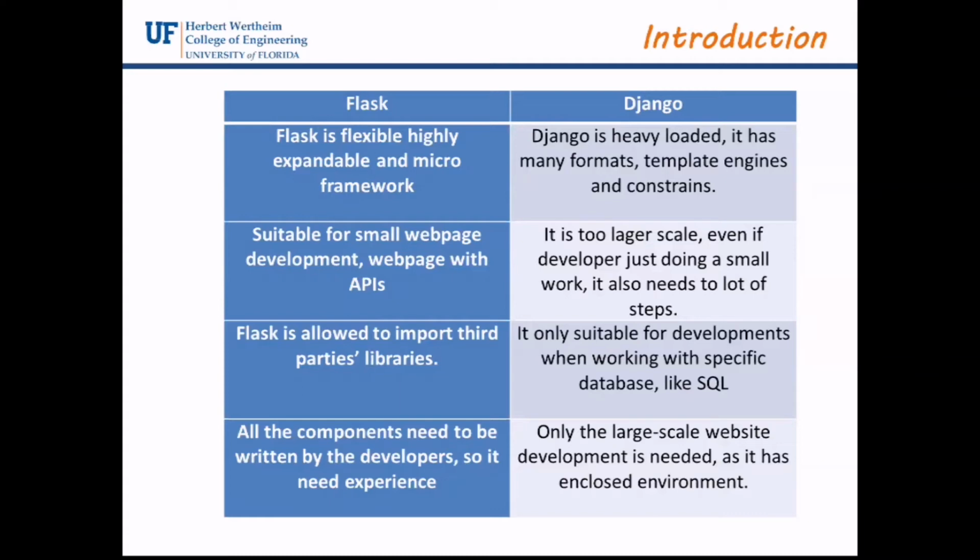Flask also allows you to write different code to realize different functions in one file. But for Django, you are not allowed to do that. If you change one file, you need to change a lot of files because they depend on each other, and you have lots of work to be done.